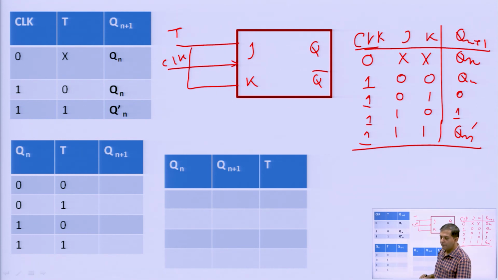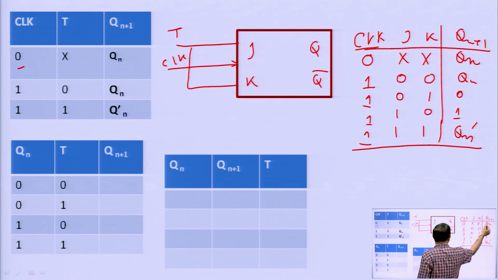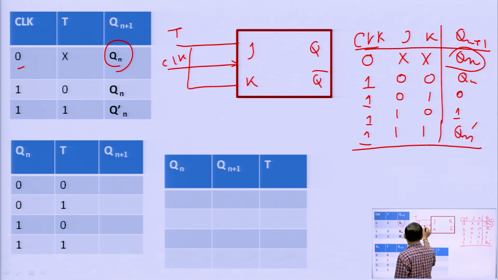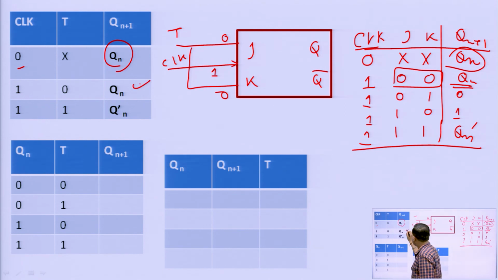This is the truth table of the JK flip flop. From that we will map the truth table of the T flip flop. When clock is 0, we will have Qn. When clock is 1 and T is 0, both inputs of the JK flip flop are 0, and in that case also the next state will be equal to Qn. So, this is Qn.